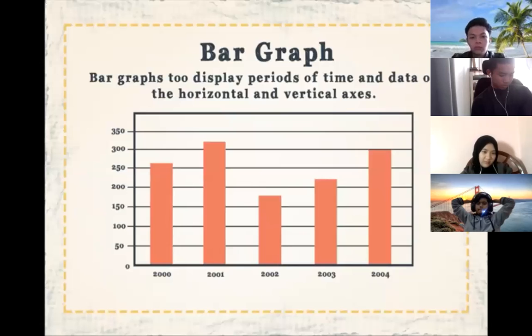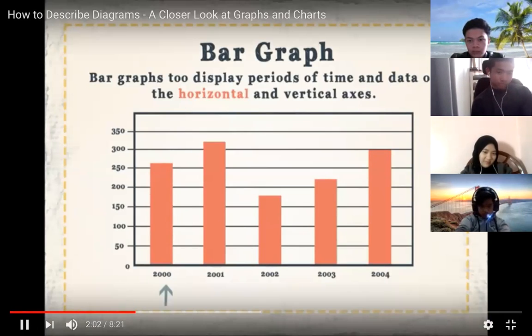Okay, now we talk about bar graphs. Bar graphs display periods of time and data on the horizontal and vertical axis. How many of you are doing bar graph again? Here is the horizontal axis. How many bar graphs?